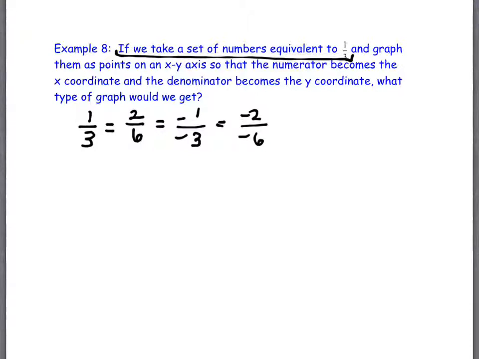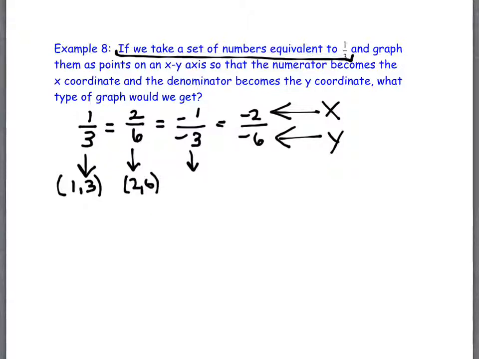Okay, so it says we're going to take the set of numbers equivalent to 1/3, and we're going to graph them as points on the xy axis so that the numerator, these numbers on top, become x, and the denominator, these numbers on bottom, become y. So this first one right here becomes the ordered pair 1, 3. This becomes the ordered pair 2, 6. This one becomes the ordered pair -1, -3. This one becomes the ordered pair -2, -6. Are you okay with that language so far? It's a little bit strange what we're doing, but we're good so far.